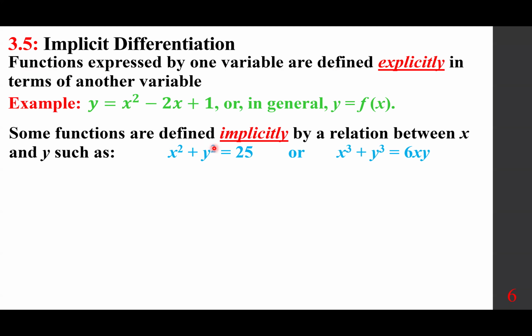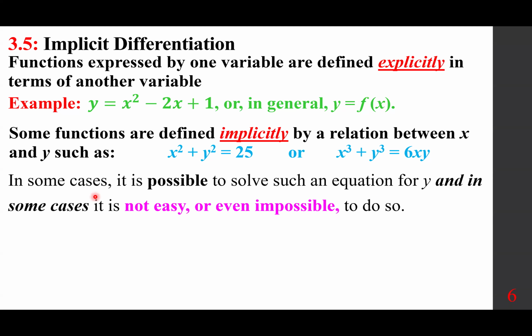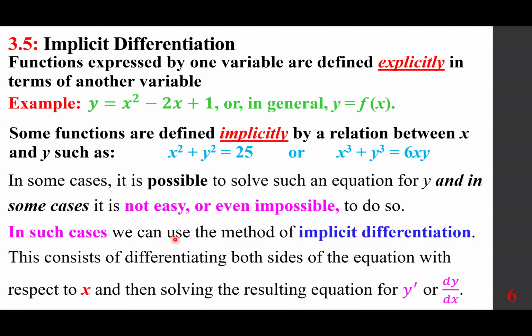Some functions are defined implicitly by a relation between x and y, such as x squared plus y squared equals 25, or x cubed plus y cubed equals 6xy. In some cases, it is possible to solve such an equation for y, and in some cases, it is not easy or even impossible to do so. In such cases, we can use the method of implicit differentiation.